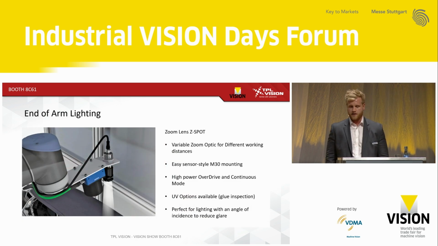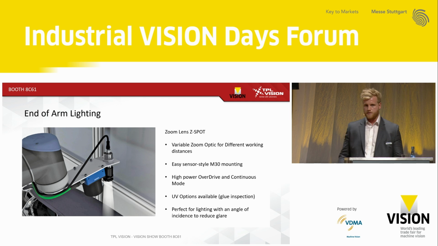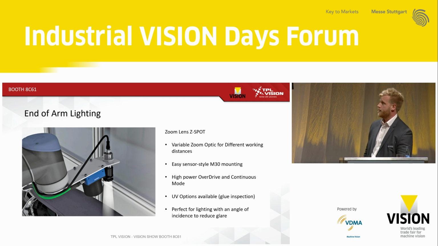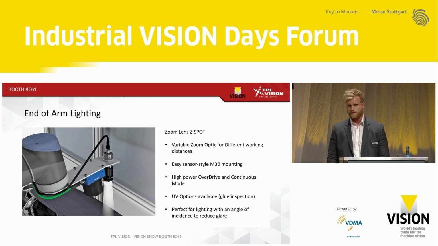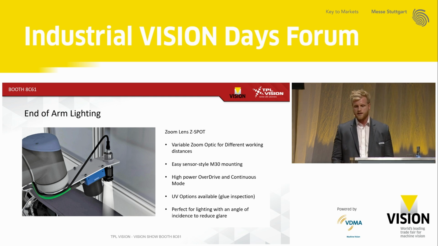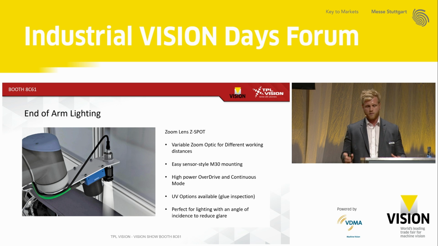Lastly, for robotic applications, another area people use is pick and place with the lighting on the end of arm. At TPL Vision, we have a lot of products for this. We have spotlights with zoom lenses, so you can really change and adapt it to different working distances.